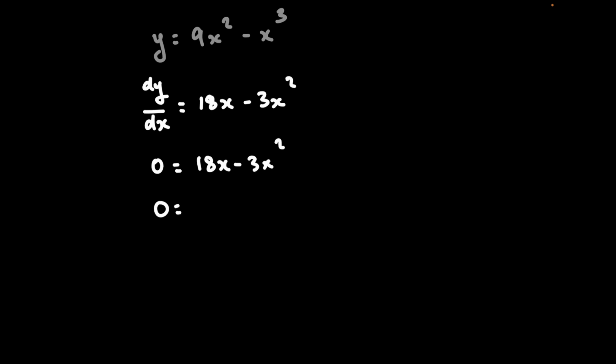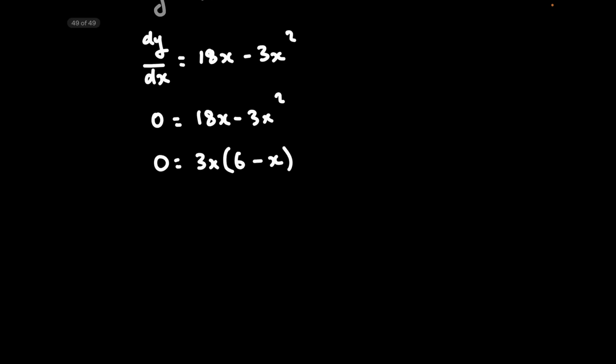So in this case, to solve this equation, we can factorize out a 3x and we'll be left with 6 minus x. Now to solve this equation equal to 0, we can say either x can be equal to 0 or 6 minus x can equal 0, in which case x is simply equal to 6.